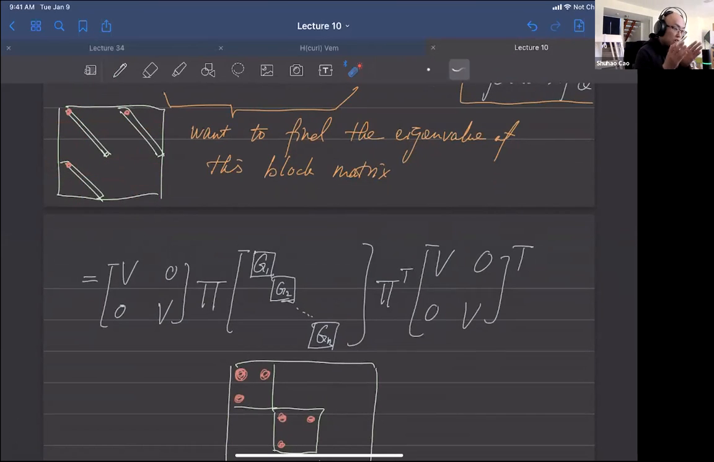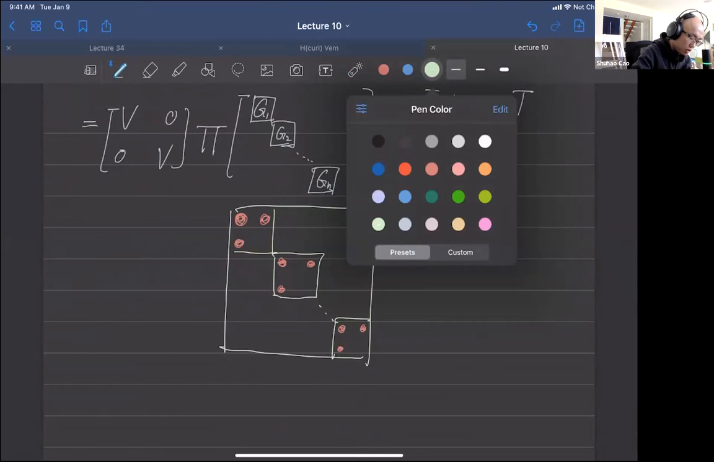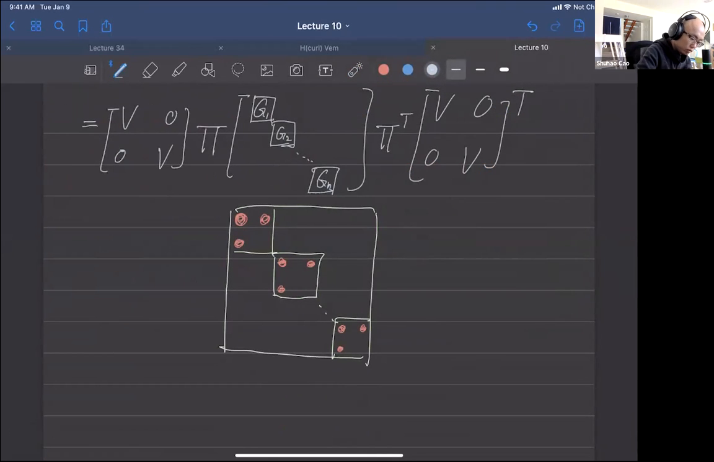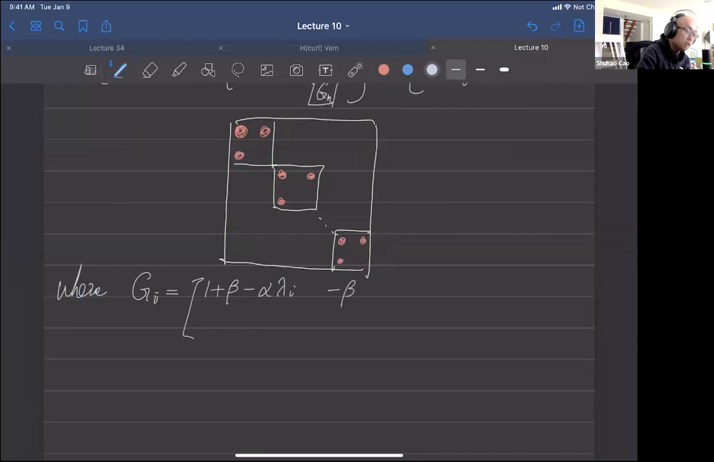And because all these three are block diagonal matrices, we can do this. And moreover, each one of them, where this G_i is 1 plus beta, subtract alpha lambda_i, minus beta, 1, 0. So finally, we have our characteristic polynomial.